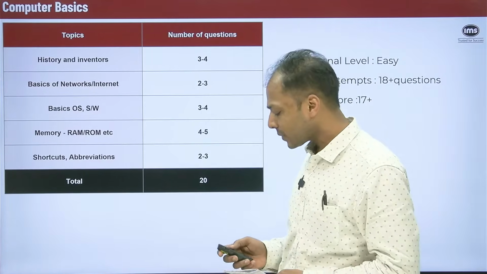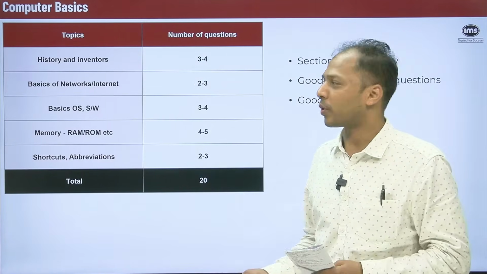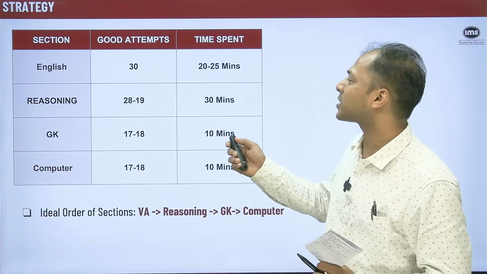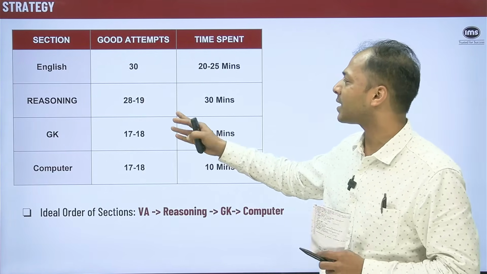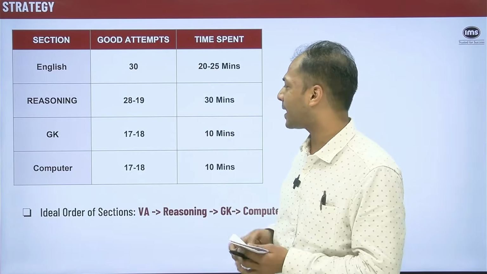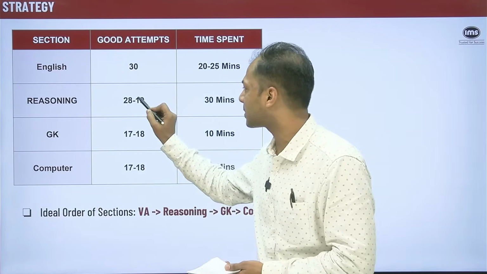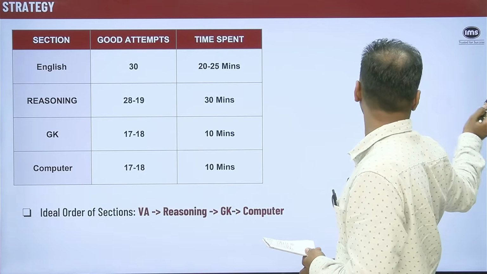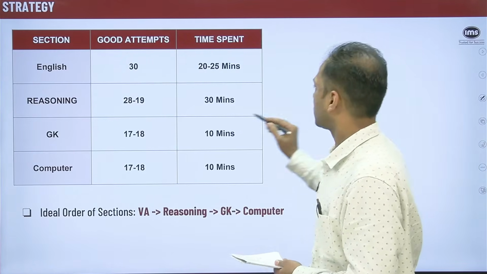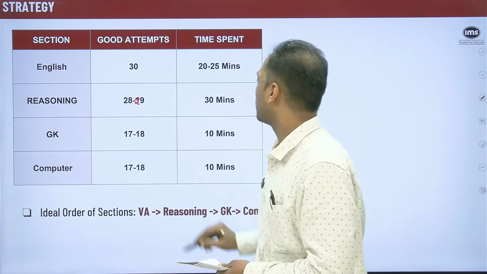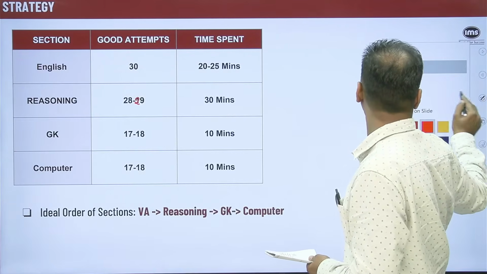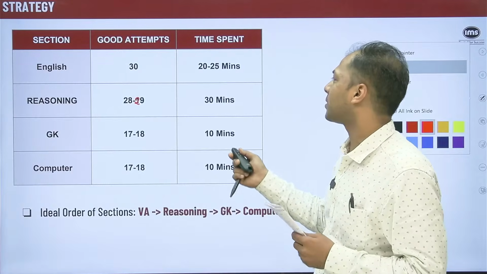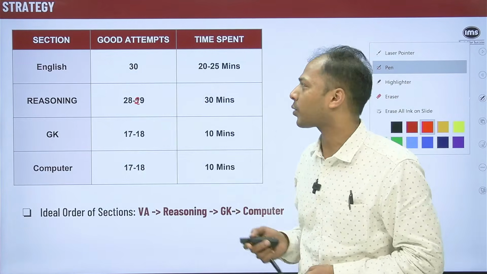And then basically we'll go ahead to the overall analysis. So if you look at it, English was a section where you could have attempted all. Reasoning, maybe 28 to 29. So this number is 28 to 29. And again, the other sections, so time taken was not a constraint at all, right?